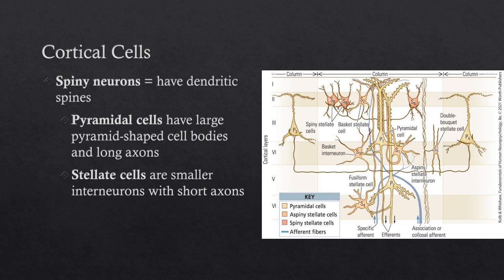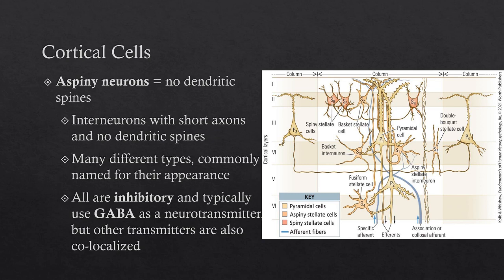Okay, so what about these other ones? Aspiny neurons are neurons that don't have those dendritic spines. They can also be interneurons, just like the stellate cells are a type of interneuron, but stellate cells are interneurons that have dendritic spines. Aspiny neurons are also interneurons, but they have no dendritic spines. So let's find some of these aspiny cells in our legend. Peach ones, so here. There are a lot of different types of aspiny neurons, and they are usually labeled for their shape.